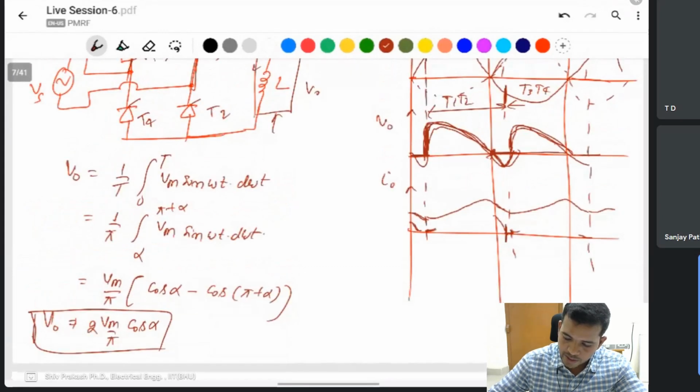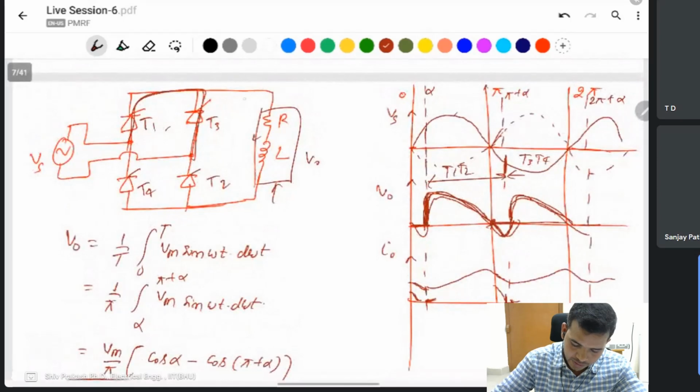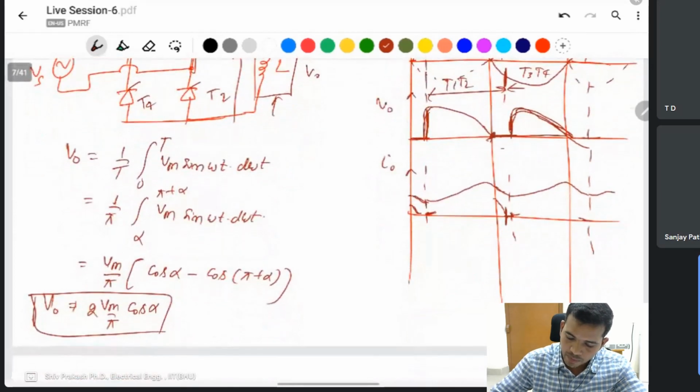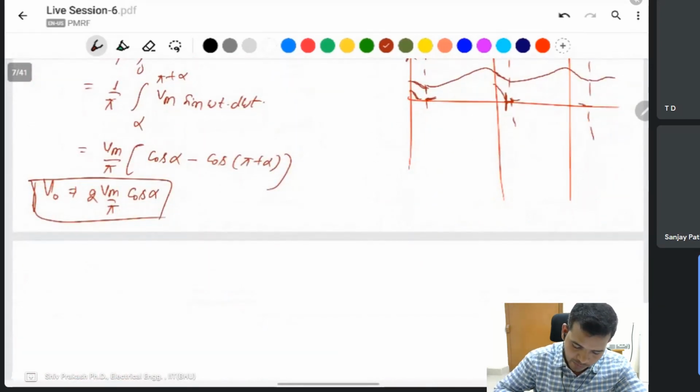Same thing, if you provide a freewheeling diode here, then the negative spike is removed, and only this comes into the picture, and conduction is from alpha to pi only. This is known as a semi converter, a half control converter.